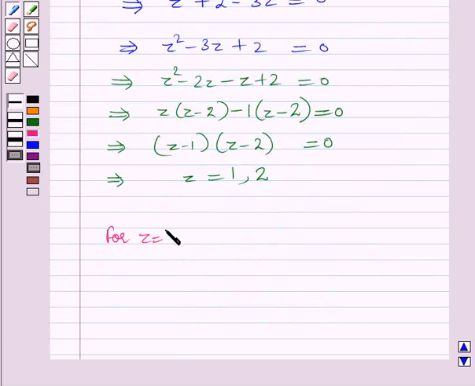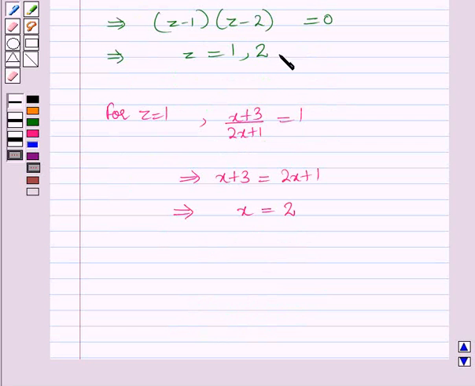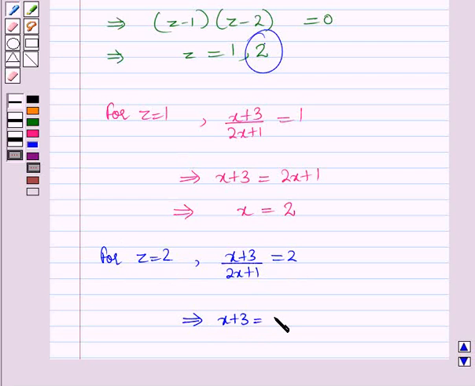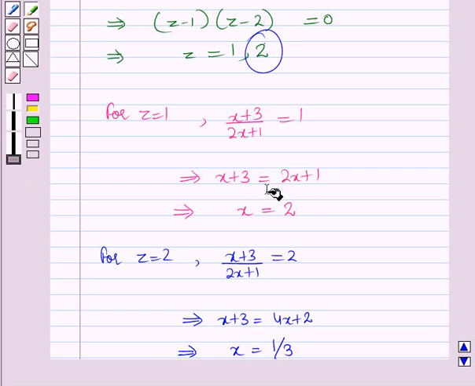So, for z is equal to 1, (x plus 3) whole upon (2x plus 1) is equal to 1, which implies x plus 3 is equal to 2x plus 1, which further gives x is equal to 2. And now, for z is equal to 2, (x plus 3) whole upon (2x plus 1) is equal to 2, which implies x plus 3 is equal to 4x plus 2, which implies x is equal to 1 by 3. So this is the solution of the given question.